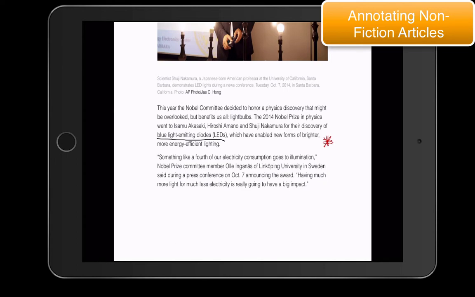Something like a fourth of our electricity consumption goes to illumination, Nobel Prize Committee member Olle Ignace of Linköping University in Sweden said during a press conference on October 7th announcing the award. Having much more light for much less electricity is really going to have a big impact.